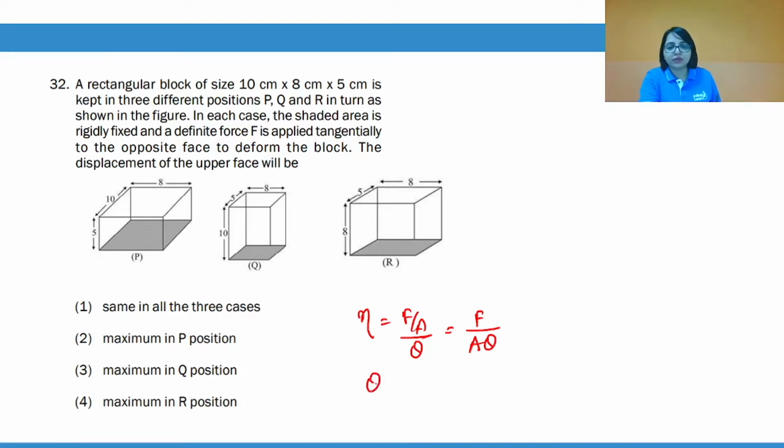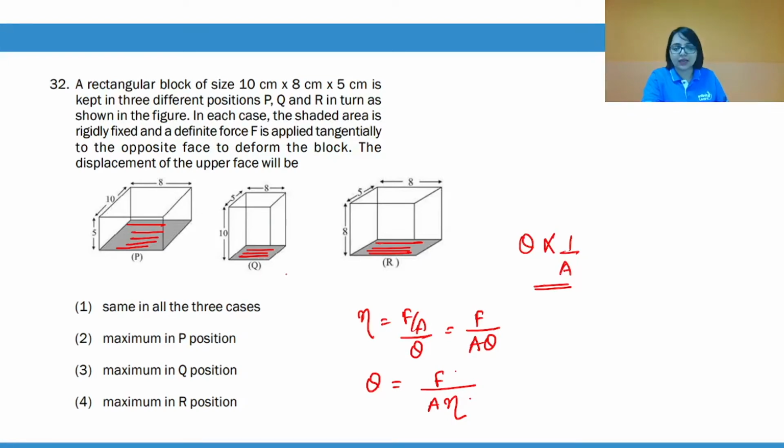So if I talk about the deformation, theta will be F upon A into eta, right? So F and eta are constant, so you can see that theta is inversely proportional to A, right? If area of cross section is more, area over here, this shaded area is more, theta will be less. And if shaded area is less, theta will be more. So deformation or displacement of the upper face will be more in the less area, which is diagram Q, right? So it will be maximum in Q position.